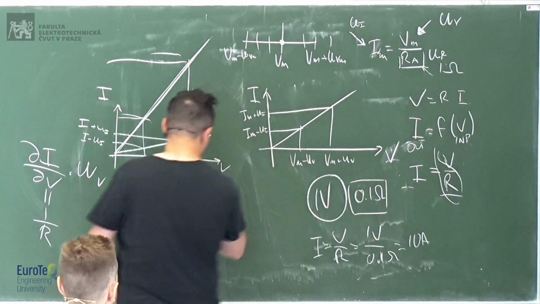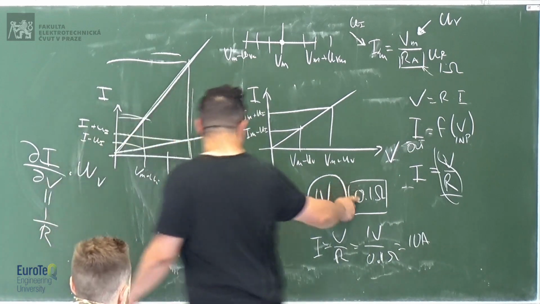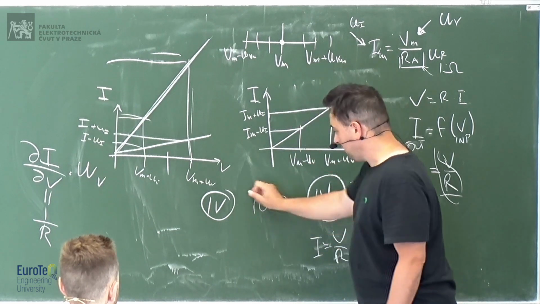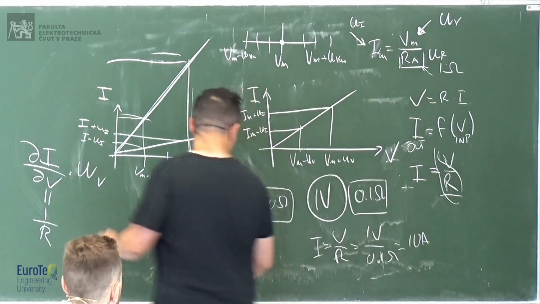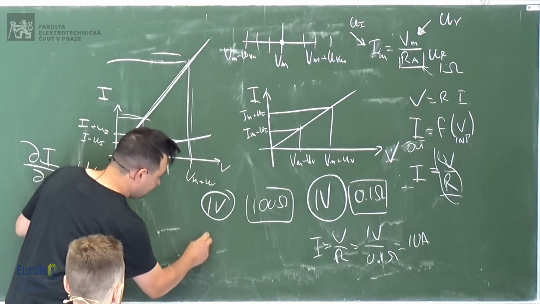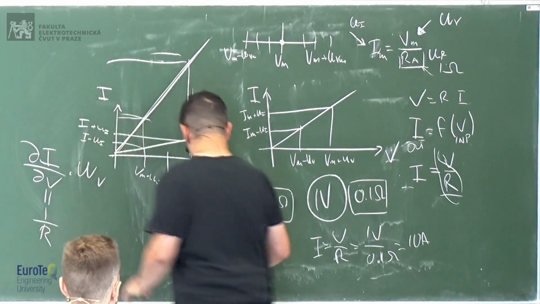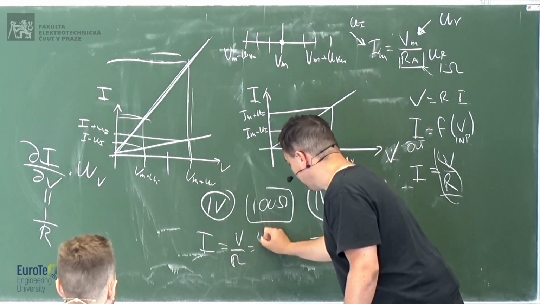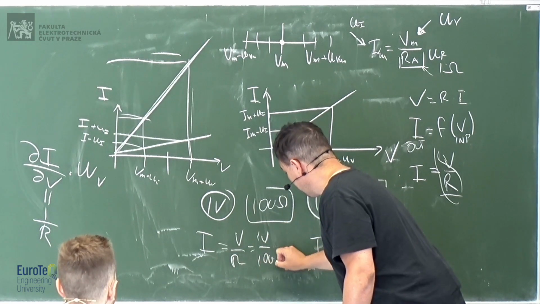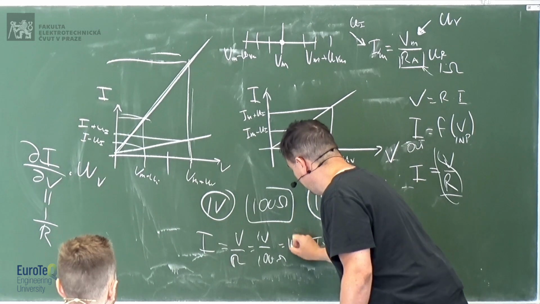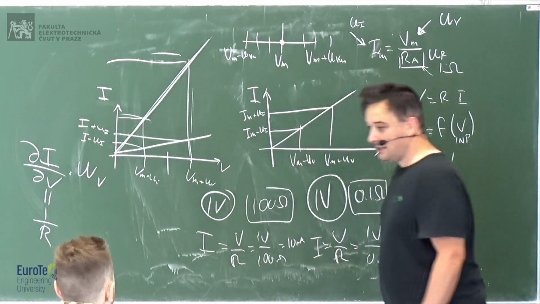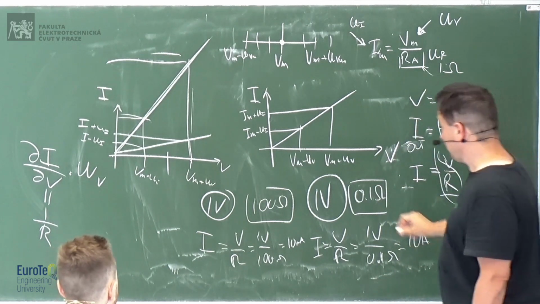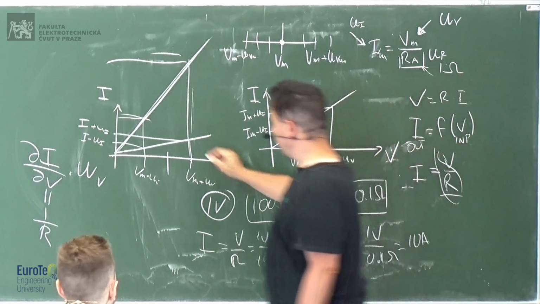If I have the same voltage, 1 volt, and I have 100 ohms, then the current will be voltage divided by the resistance. 1 volt divided by 100 ohms is 10 milliamps. Yeah, it's not 1,000. Okay.